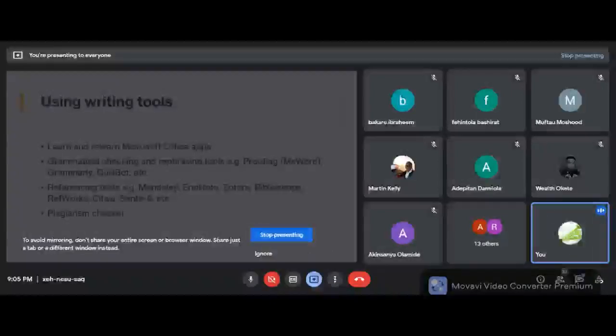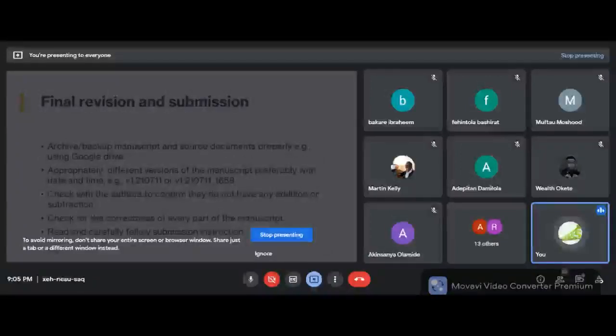A number of institutions in Nigeria have subscriptions to Turnitin and some other plagiarism checkers. So it might not be something that we all have access to, but at least to have someone who can make a quick check on the plagiarism nature of the work, the originality index of the manuscript.